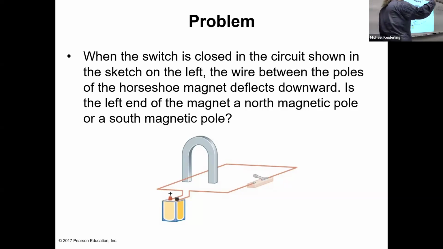So we take our right hand, point our thumb in the direction of the force and our fingers in the direction of the current. When we curl our fingers, they point out of the board, so our magnetic field is that way. And so this is a north and this is a south. So the left end is a north pole.